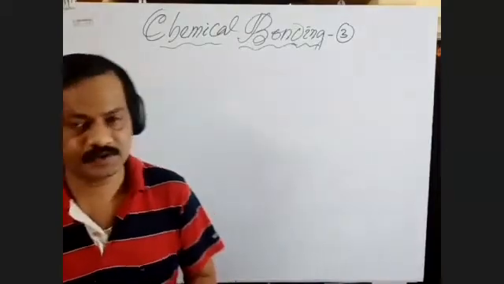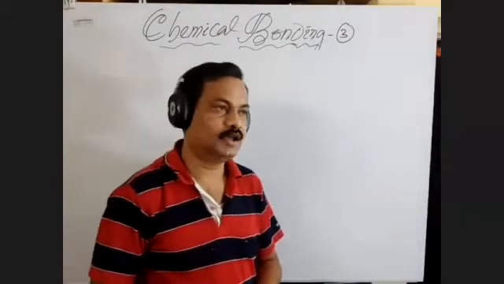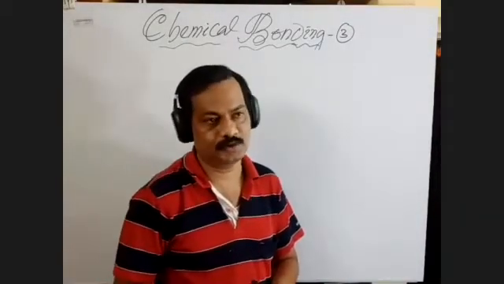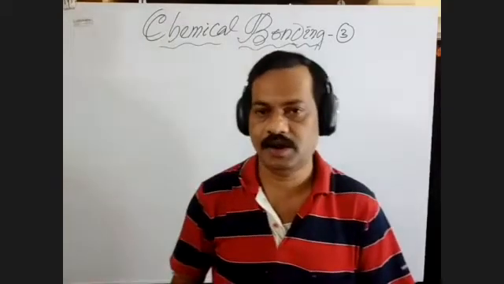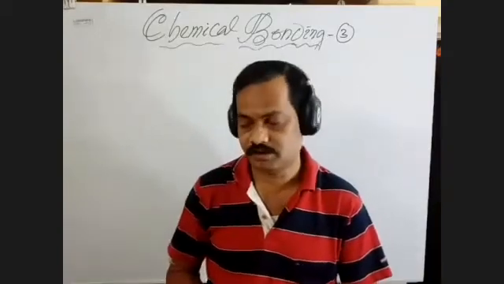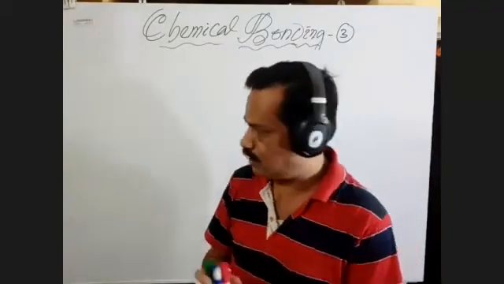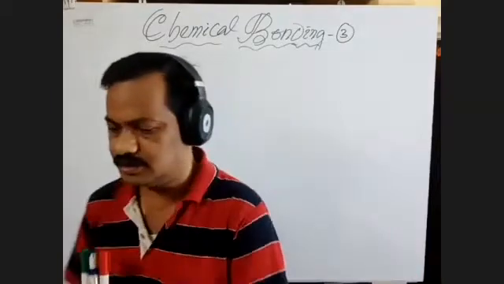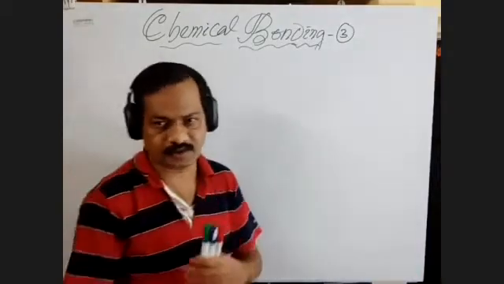Here we are going to discuss the first theory proposed by G.N. Lewis and Kossel in 1916. Before that, we already discussed the electronic dot structure.